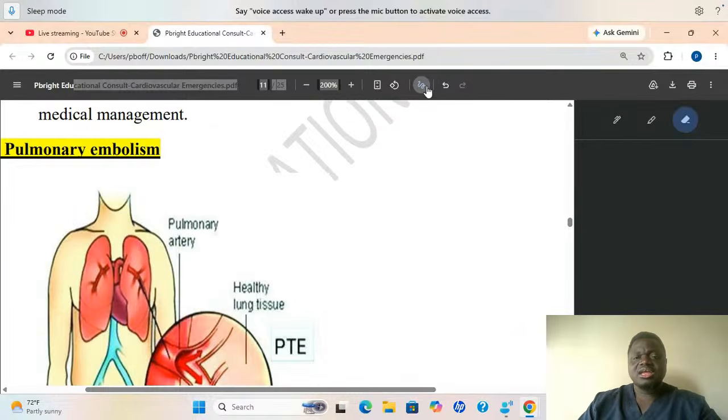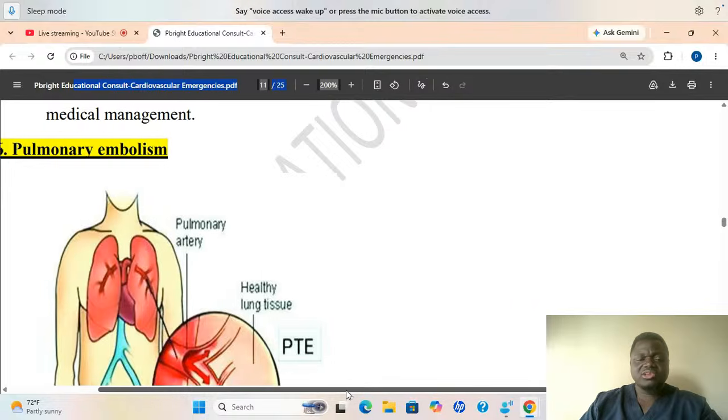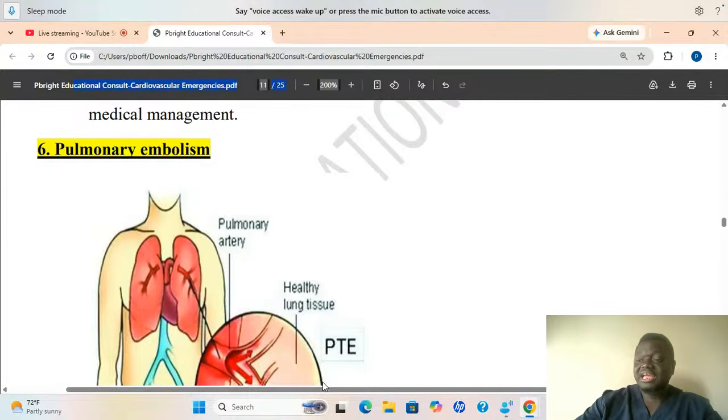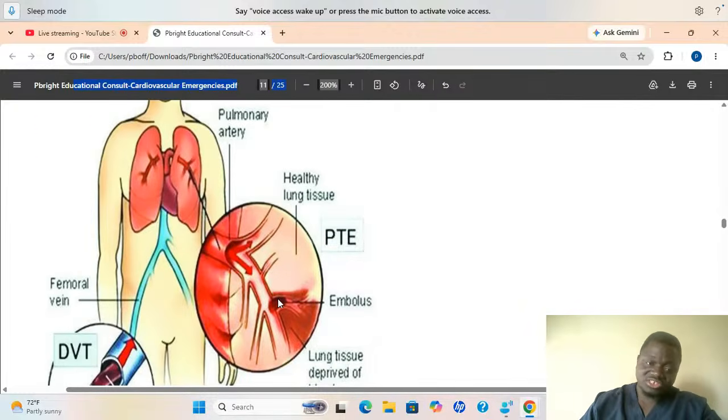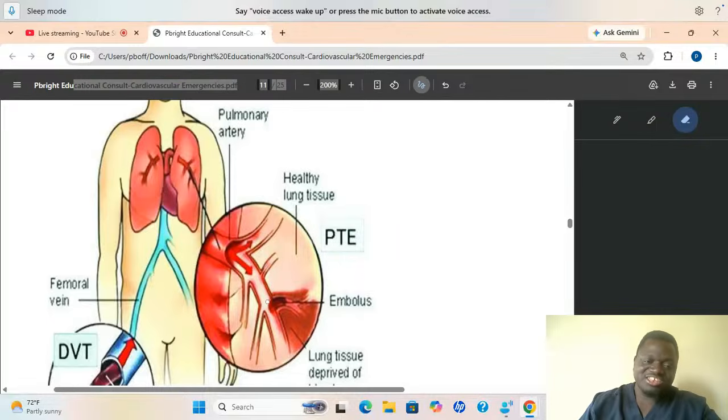Another cardiovascular emergency we can encounter in our practice and in our exam is pulmonary embolism. So you see, the blood is coming from the heart to the lungs. When we took a scan, CTA, the contrast dye has revealed that there is a big clot that is blocking one of the branches going to the left lung.